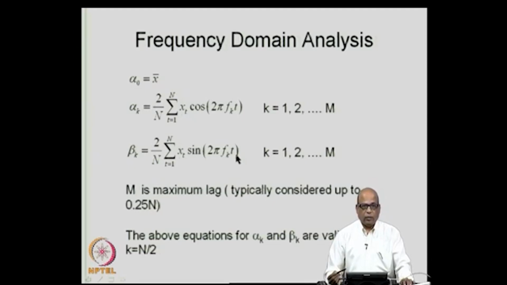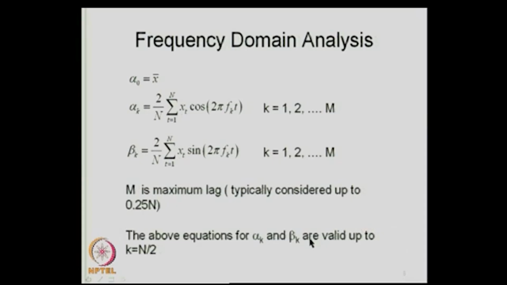Now, these expressions are in general taken up to about a maximum lag of m, and this lag we typically consider up to about 25% of the total number of data points that we have. So, about 25% of the data lag. These expressions for alpha k and beta k are valid up to k is equal to n by 2, as mentioned here.